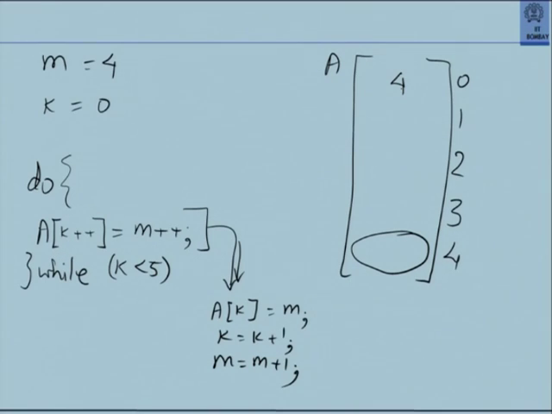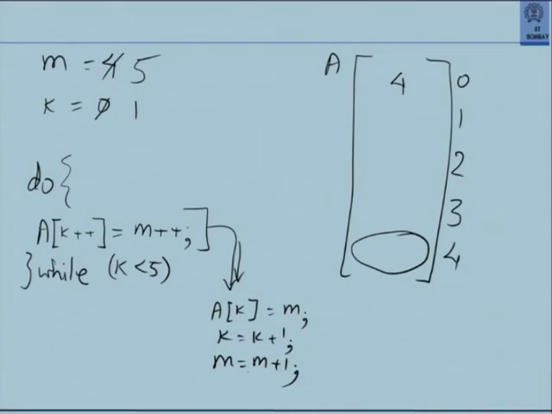Then I am changing K. So K becomes 1 and M becomes 5, because M is equal to M plus 1, I have written. Is K less than 5? Answer is yes. So I will come back to the iteration again. I will re-execute these statements here. When I execute, what will happen now?